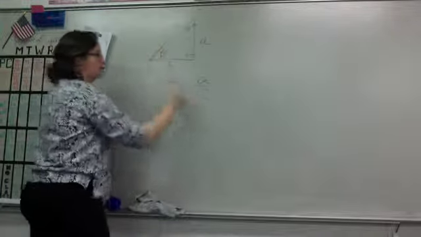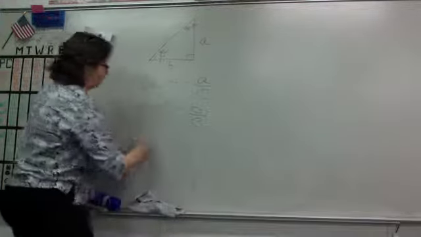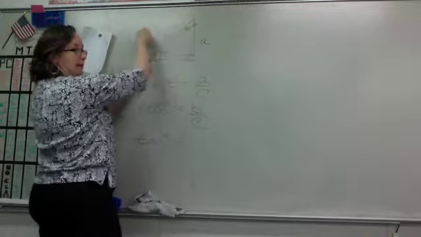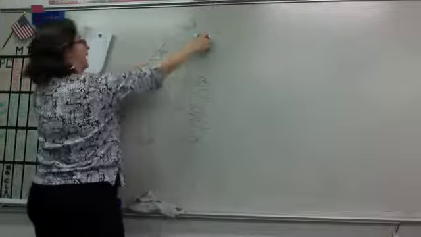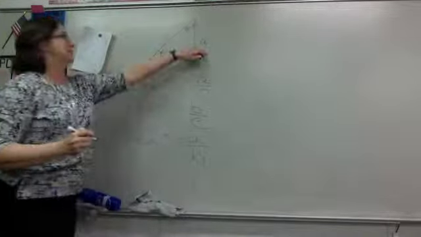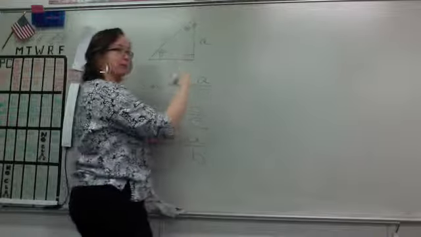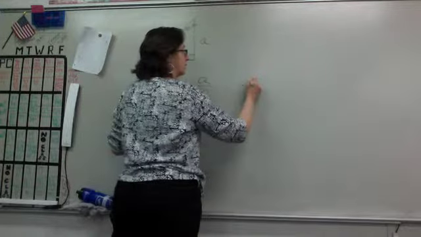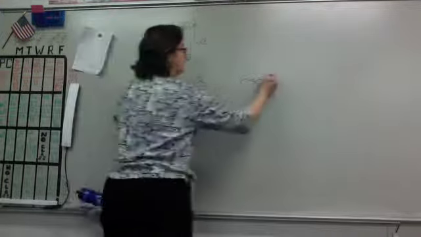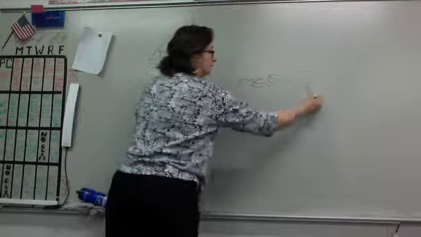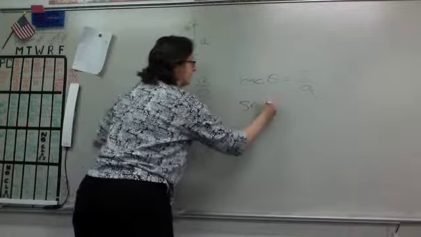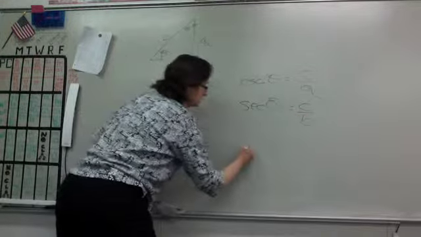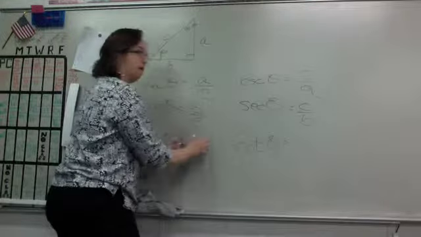B over C, right? The adjacent over the hypotenuse. The tangent of theta is going to be what? Opposite A over C, right? A over B. A over B, thank you. Opposite over adjacent. All right, then what about those sister functions here, the reciprocal functions? The sine goes to the cosecant, doesn't it? So the cosecant of theta is going to be C over A. The secant of theta will be C over B. The cotangent of theta will be what? B over A.